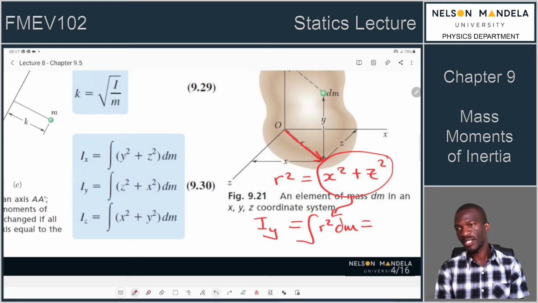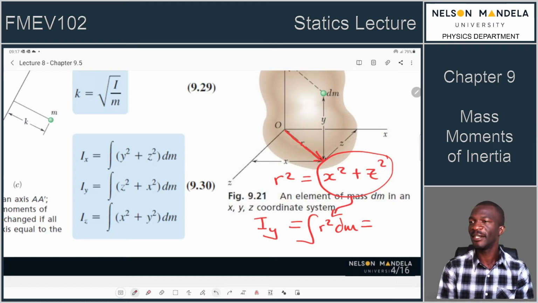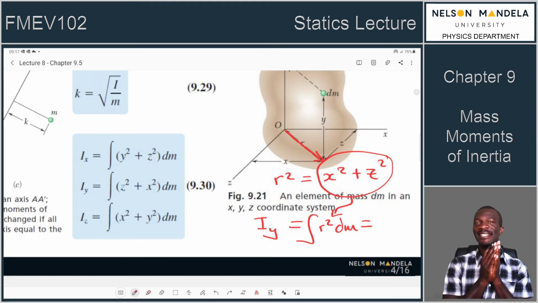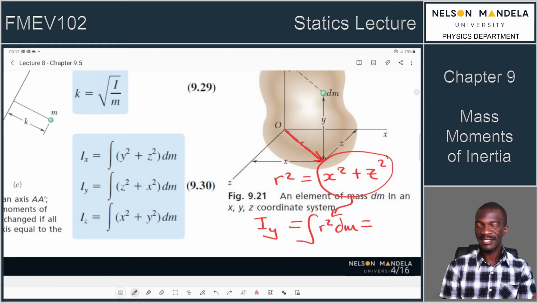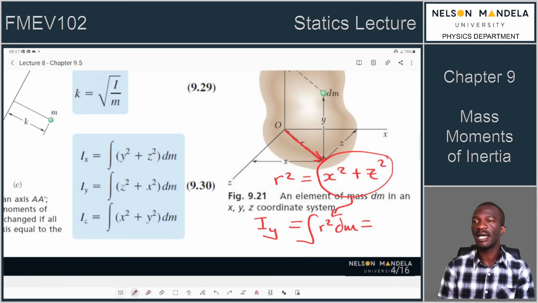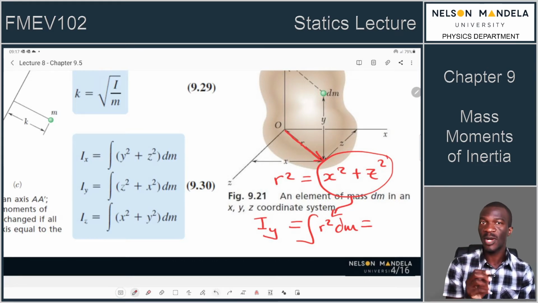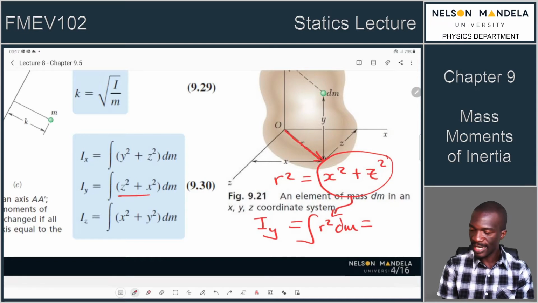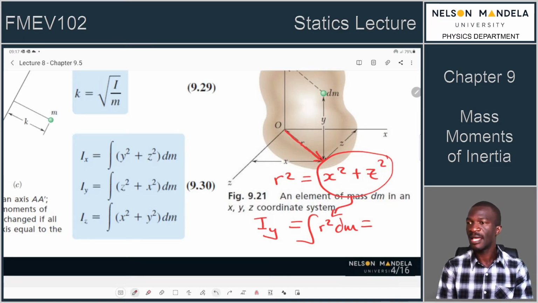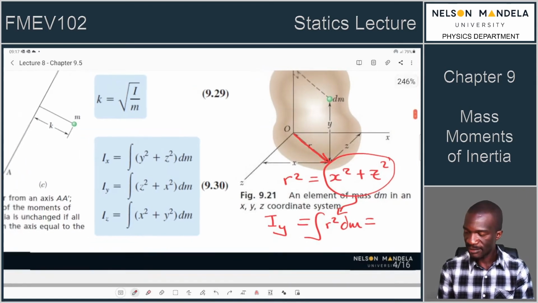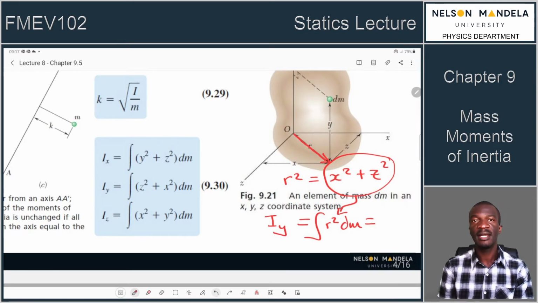So we substitute this in order to come up with equation 930, the Iy equation. Basically, we need to interpret the distance from whichever axis into its constituent components. So Iy, the moment about the y-axis, is equal to the integral of r squared dm, where r is from the y-axis. Therefore r can be written in terms of x squared and z squared using Pythagoras theorem. That summarizes the definition of the mass moment of inertia about the y-axis.